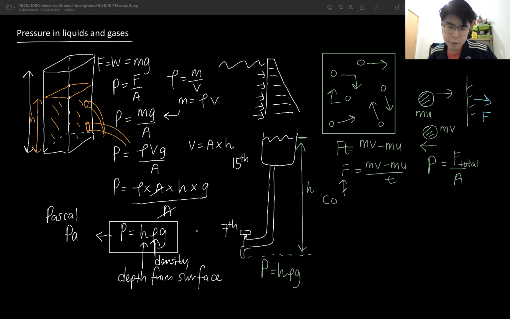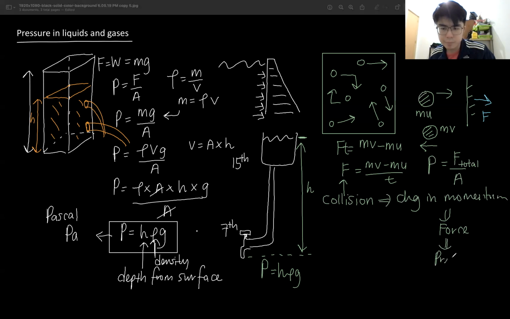I'll write this down here. Collision, there's a change in momentum, and there's force. With the area of the wall of the container, you get pressure. Then how about atmospheric pressure? This was the pressure of a captured gas, of stored gas.